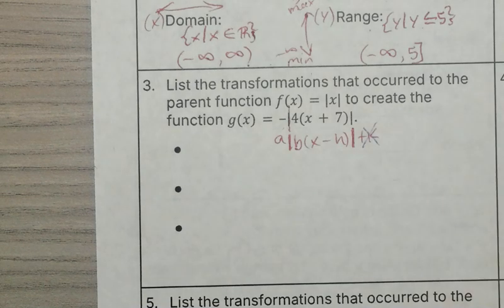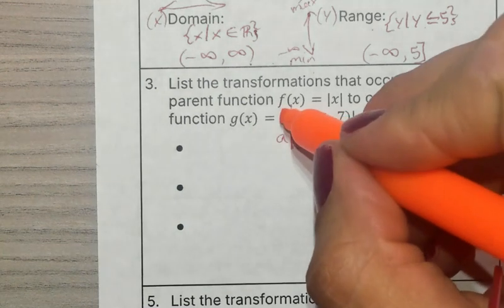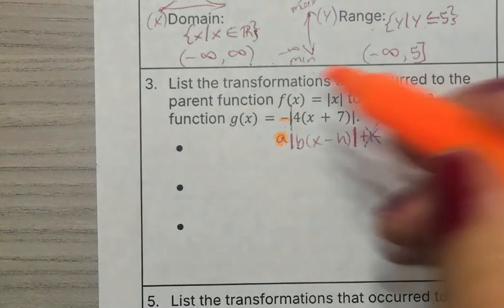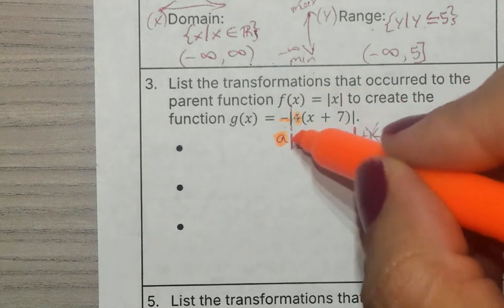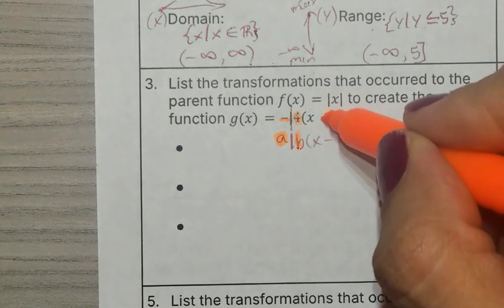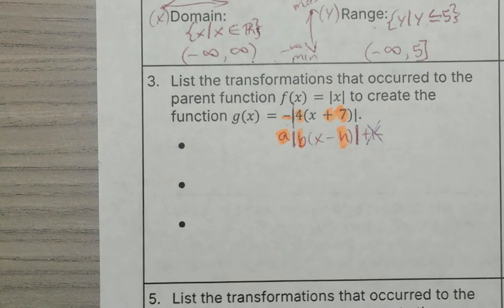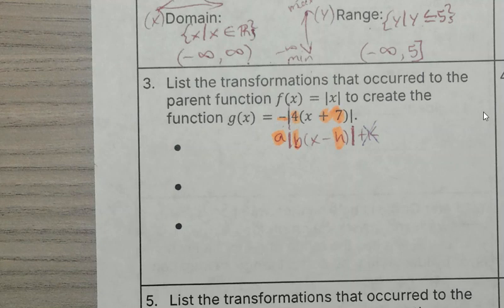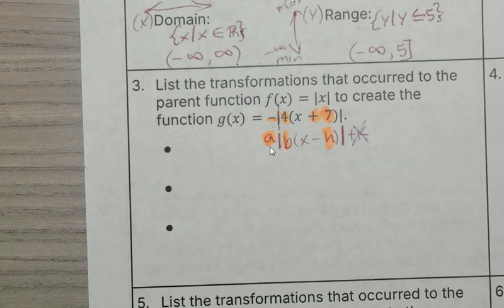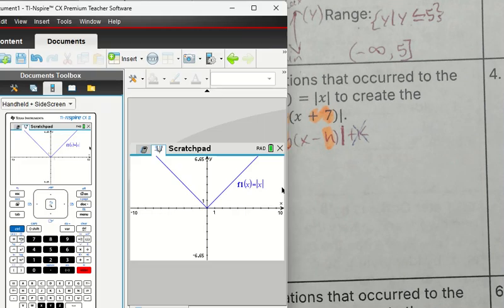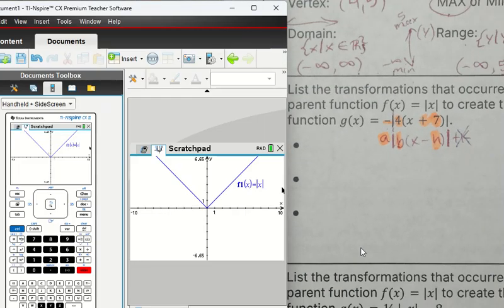So the three descriptions we're going to talk about is what is that negative doing outside as an A value? What is that 4 doing as a B value? And what is this plus 7 doing as an H value? So the rules are on your notes. If you look at the transformation notes, it tells you what each one will do. But I'm going to use a calculator to show you what each one will do.